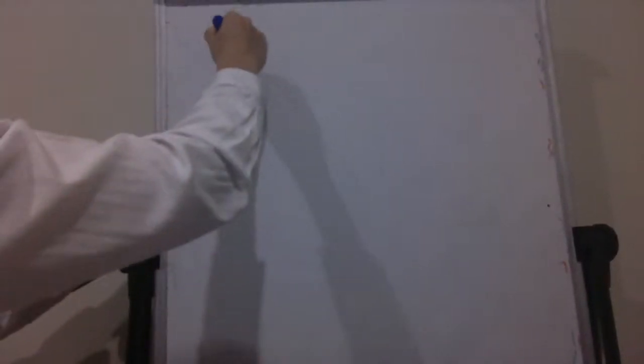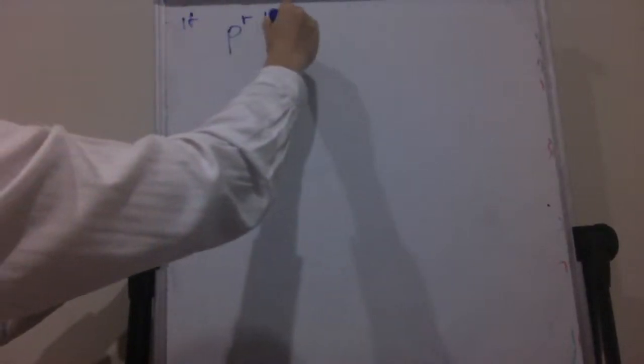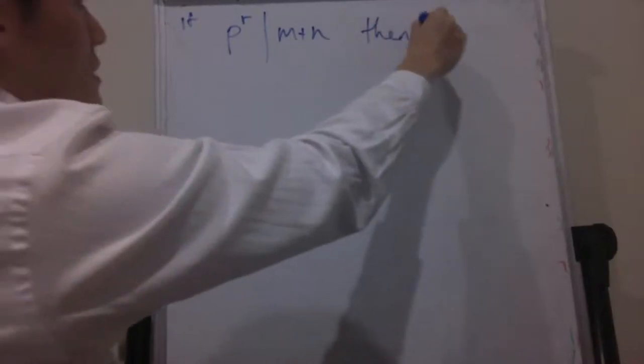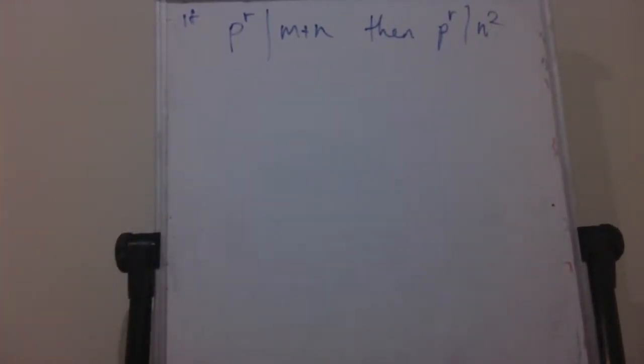Sorry, I'm explaining the process. The actual proof could be pretty elegant if you think about it. The process to get p to the r divides m plus n, then p to the r divides n squared. That's kind of the statement we're going for. Seems legit. And that proves the statement, doesn't it?